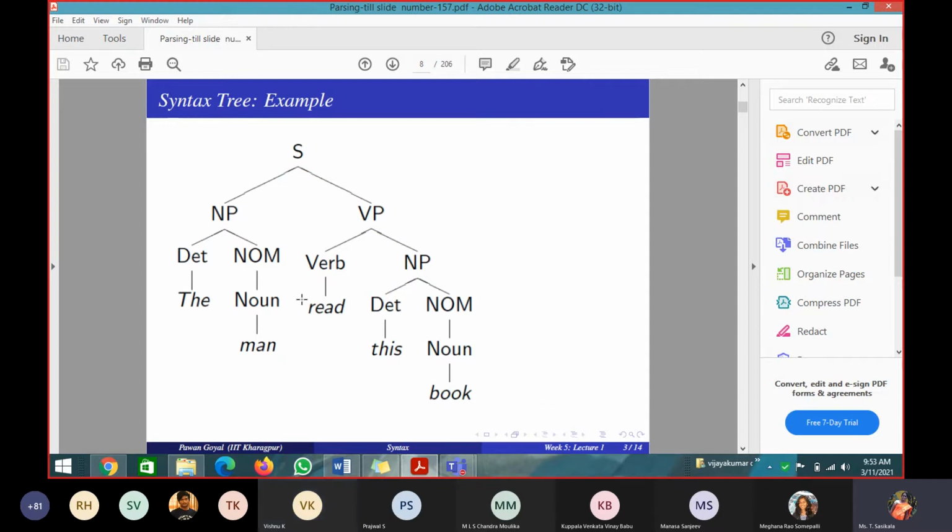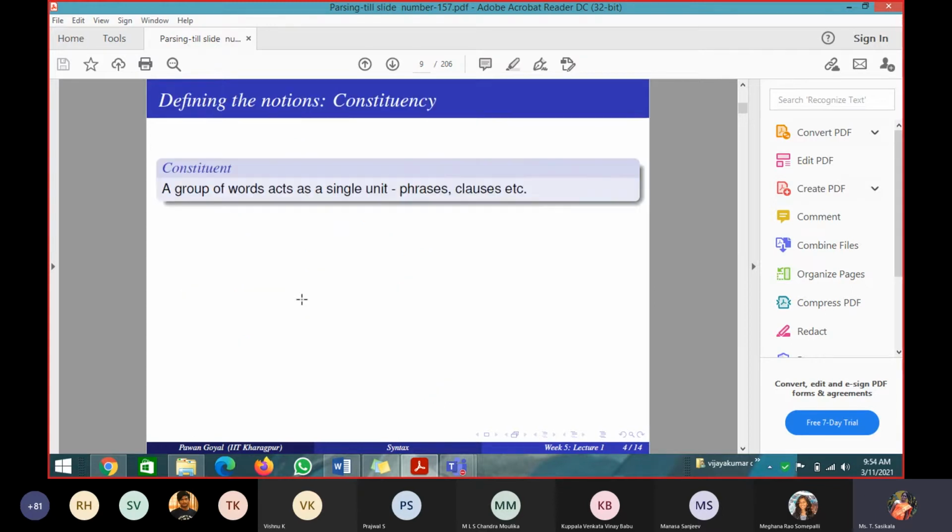Syntax tree. This is the topic which we are going to deal with in this class: how to come up with a syntax tree for a sentence. If a sentence is given, how to draw a tree for this sentence. That is the topic of this class. Okay, so before that, we will start off with some definitions.